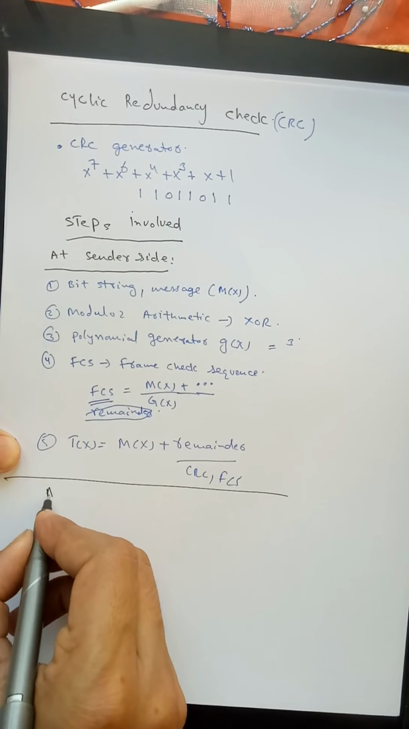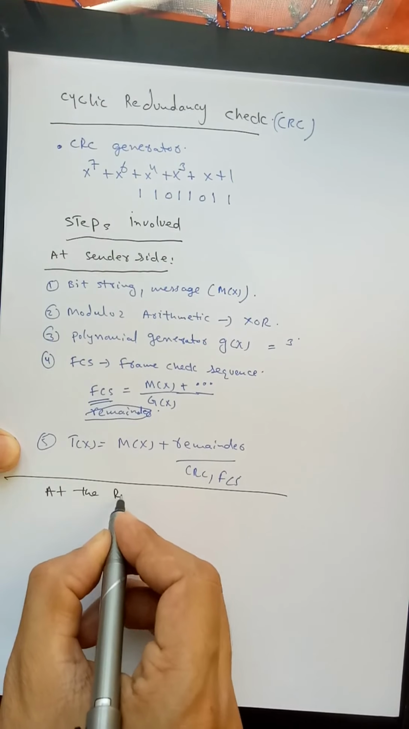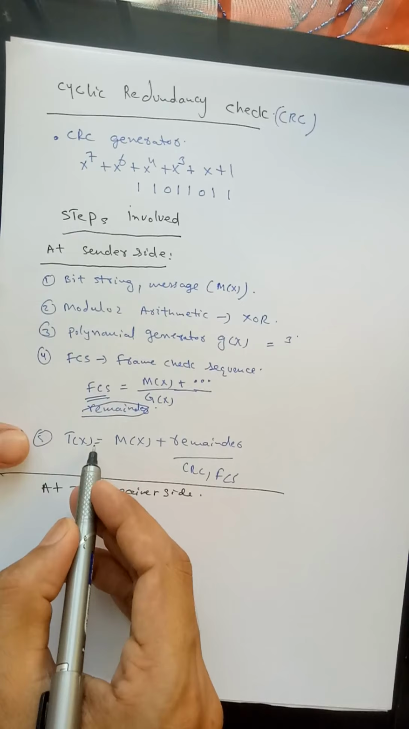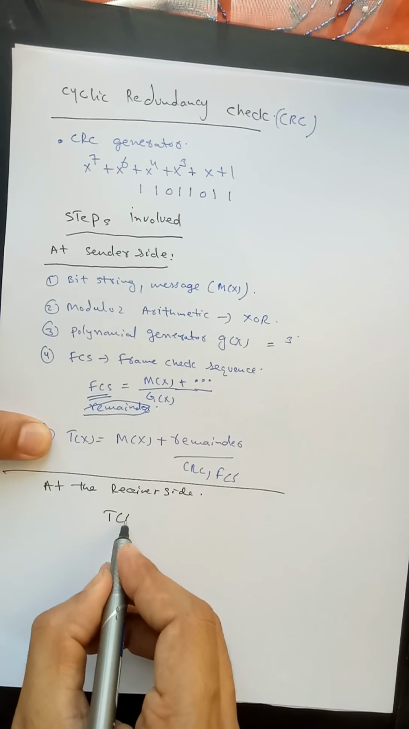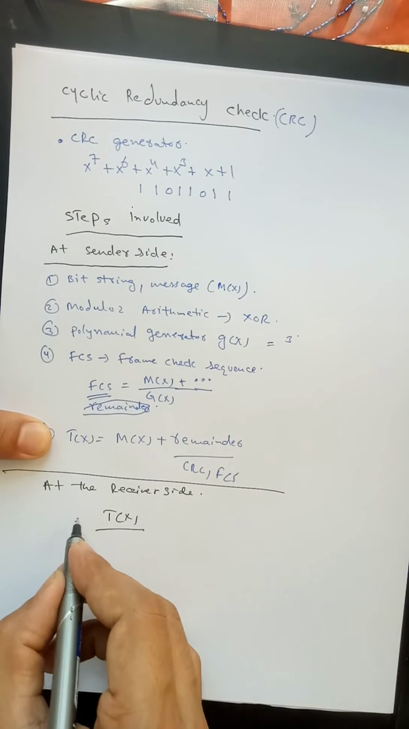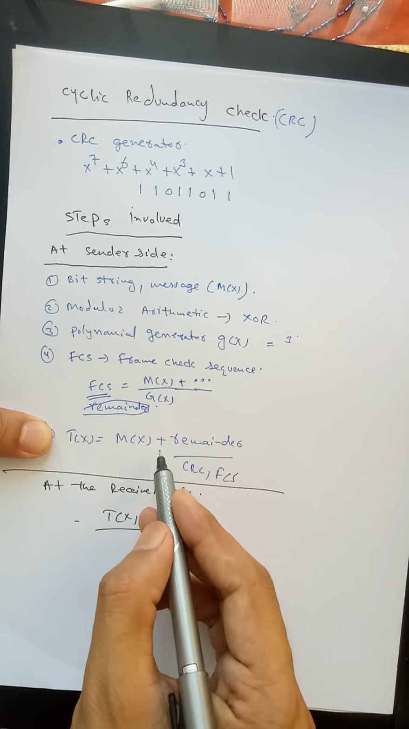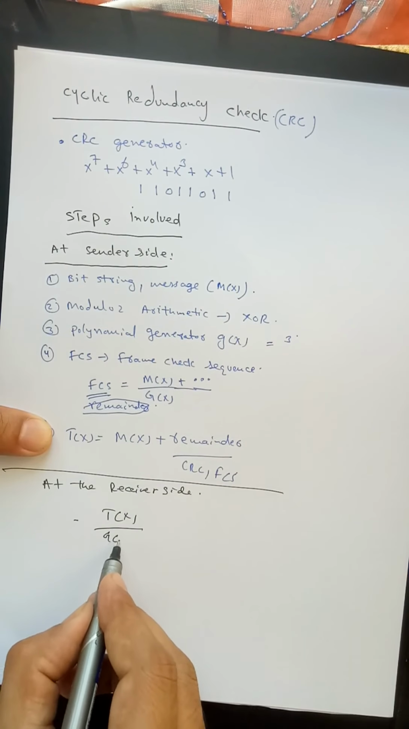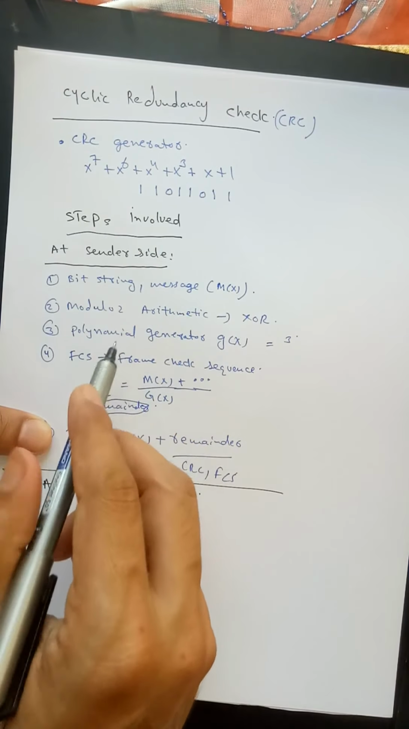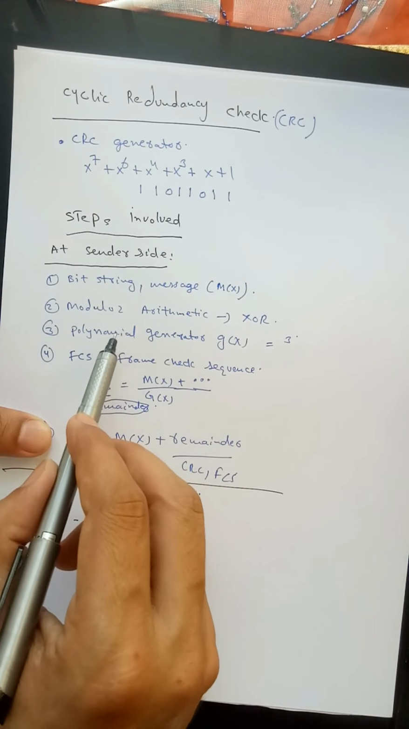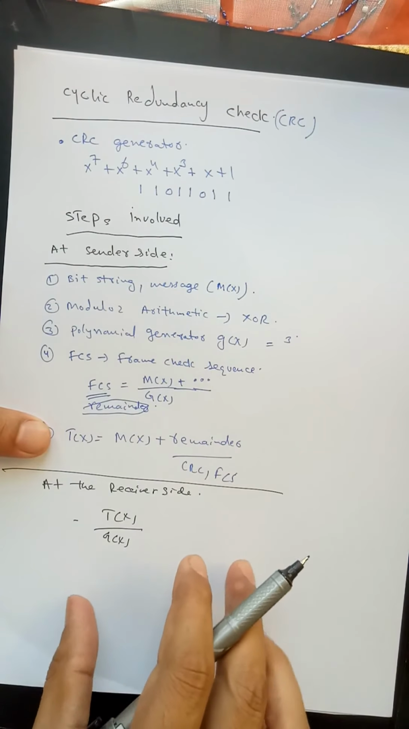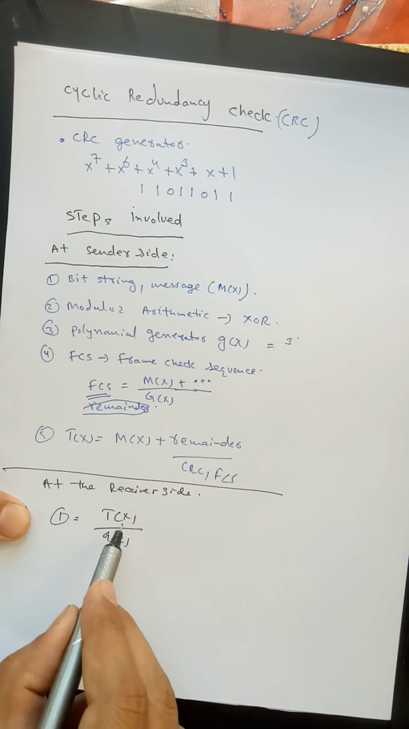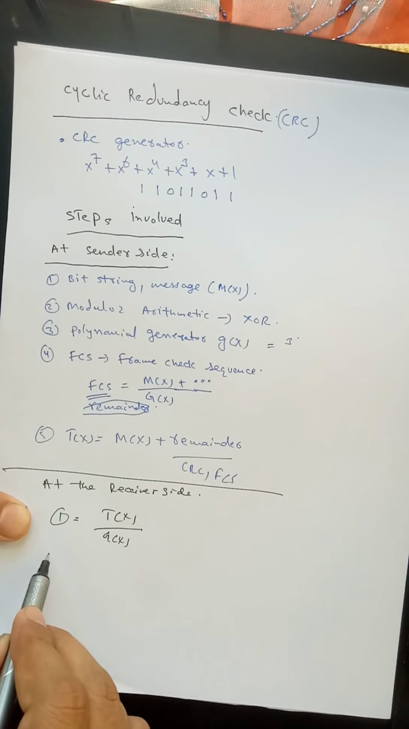Now the steps involved at the receiver side. After receiving, T of X is basically the message signal plus CRC, and you divide it again by G of X. G of X is the bit pattern which both the sender and receiver have agreed upon before transmission. So first, let's divide T of X by G of X.